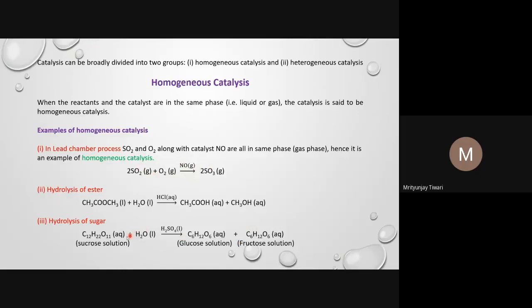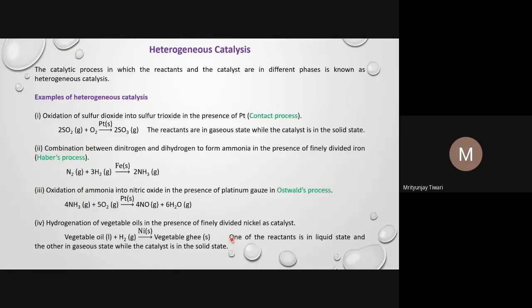If you see this example, sucrose in aqueous solution is a liquid, and the water and the sulfuric acid, which is the catalyst, are also in the liquid state. So they are all in the liquid state, and this reaction is also an example of homogeneous catalysis.